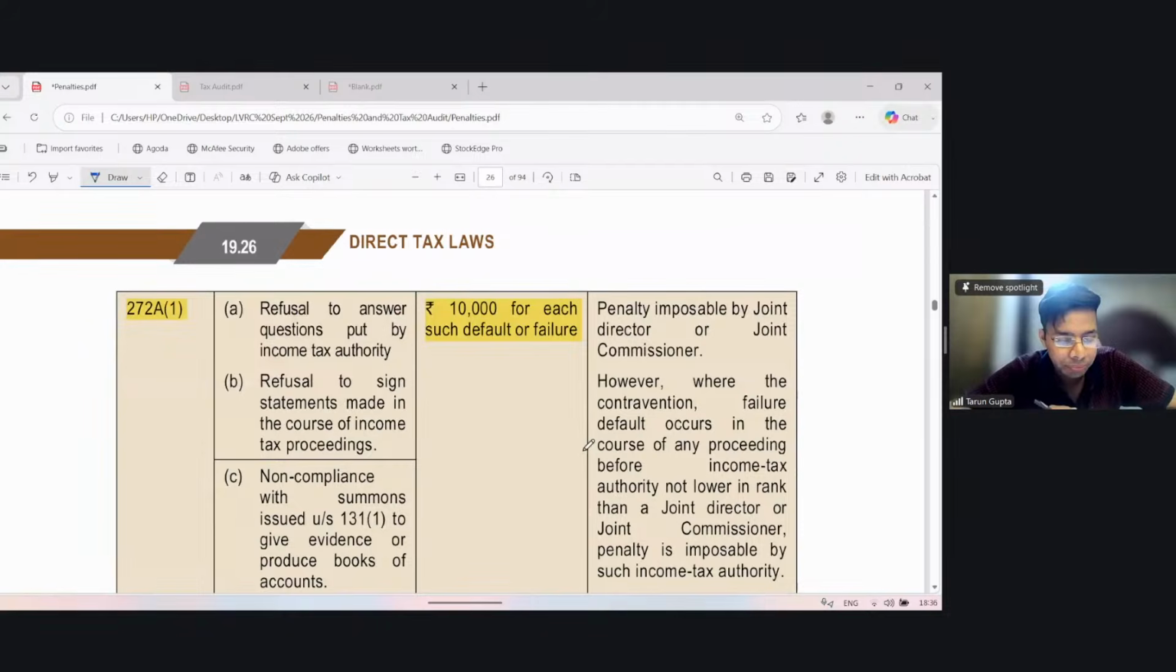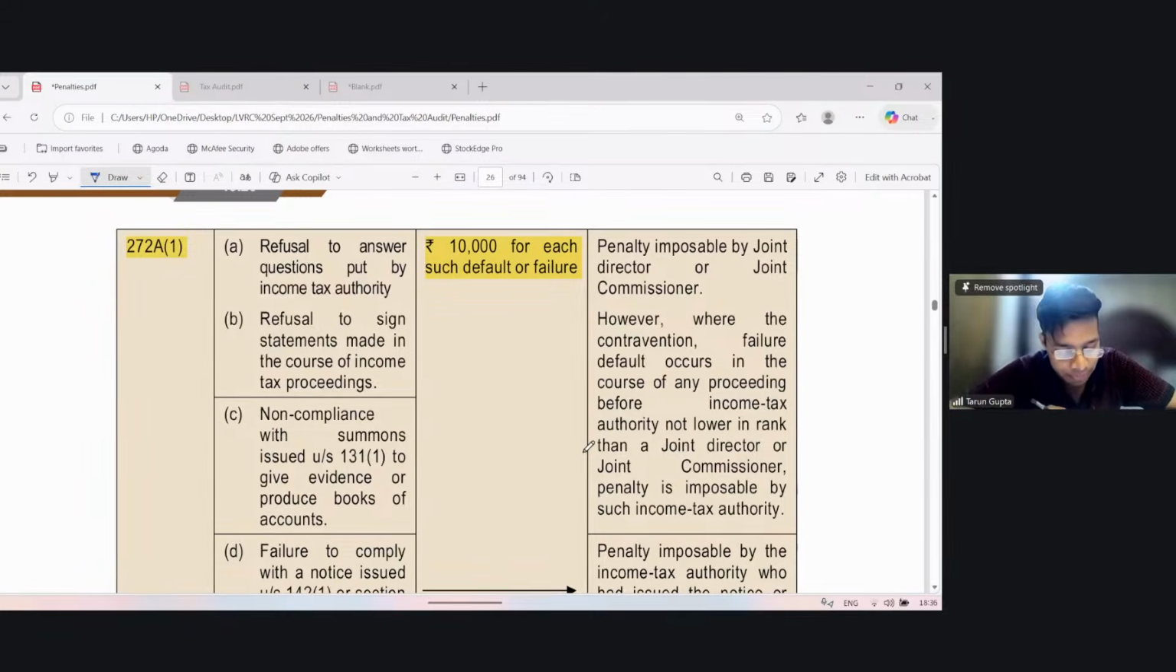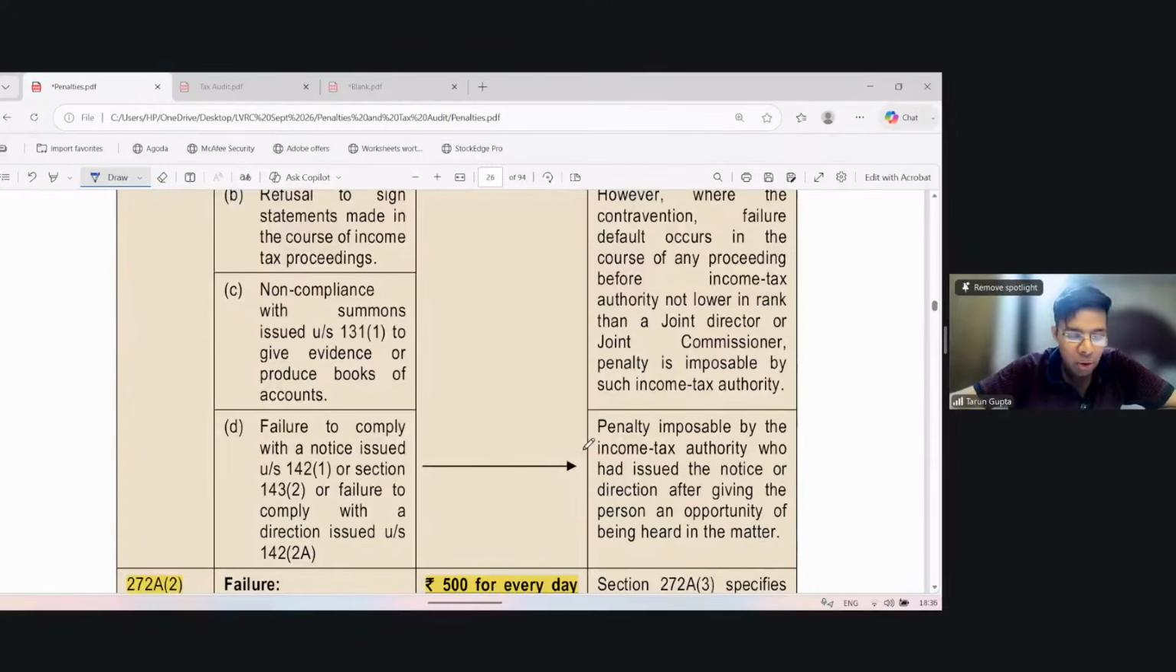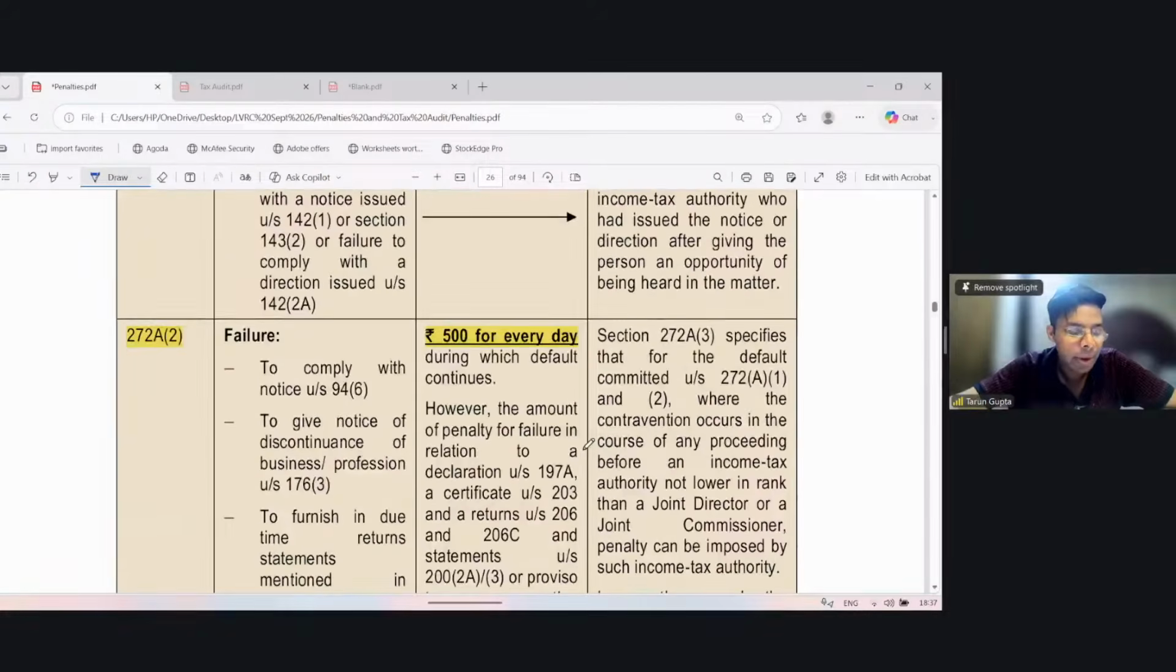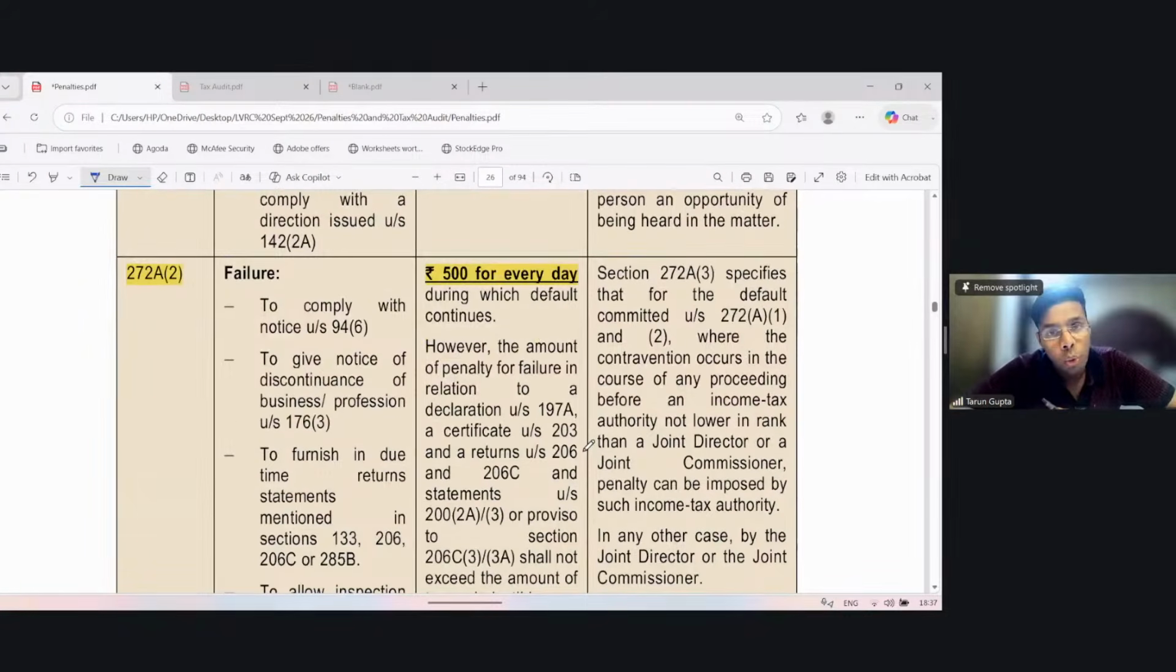272A subsection 1. If any assessee refuses to answer any question put to it by the income tax officer, or refuses to sign a statement made in the course of income tax proceedings, or does not comply with a summons issued under section 131, or fails to comply with a notice issued under section 142(1) or 143(2), or fails to comply with a direction under section 142(2A), there is a penalty of 10,000 for each such default. 272A subsection 2. In this case, there is a penalty of 500 per day.